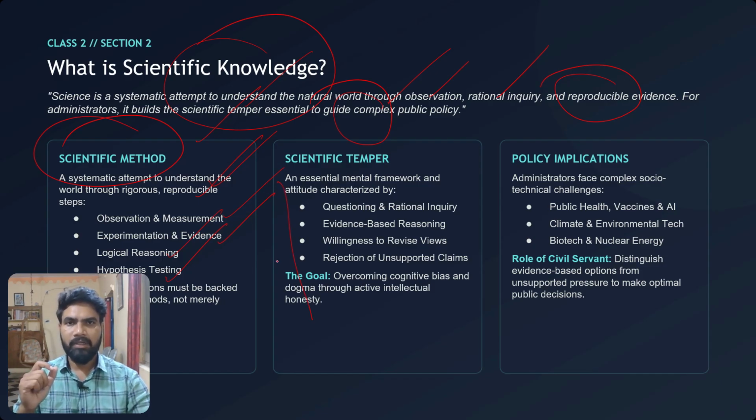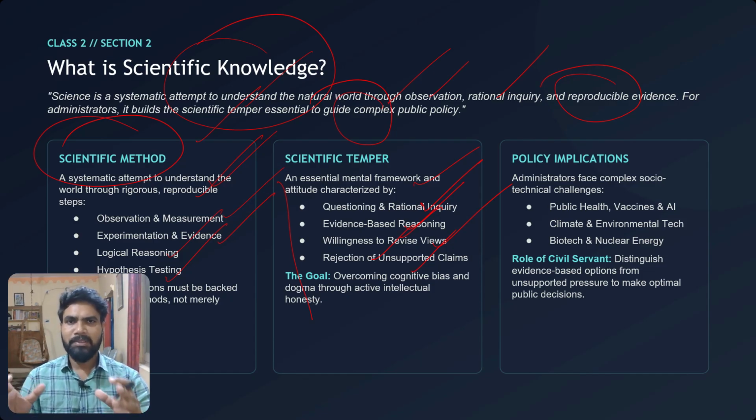Then what is scientific temper? It is an essential mental framework and attitude characterized by questioning and rational inquiry, evidence based reasoning, etc. Other aspects are willingness to revise views, rejection of unsupported claims, etc. This is what is called scientific temper.